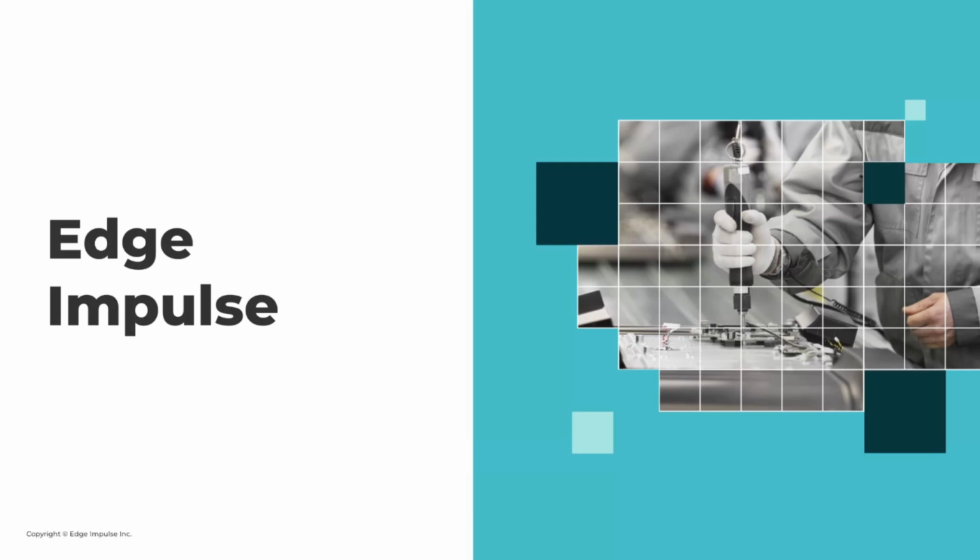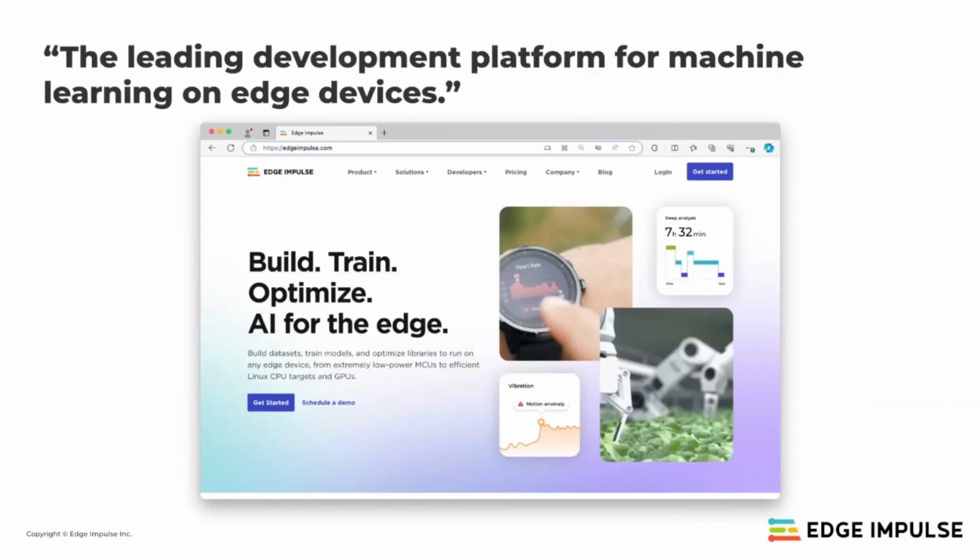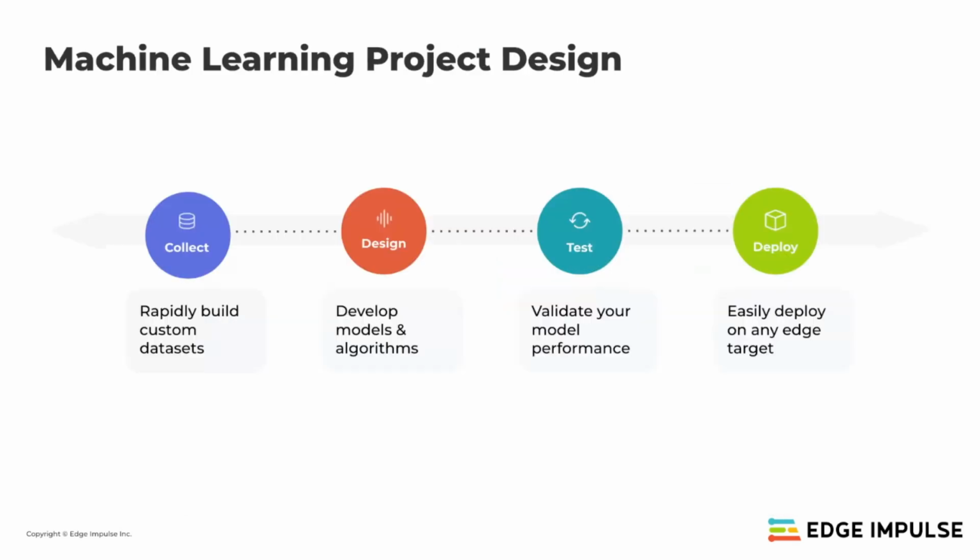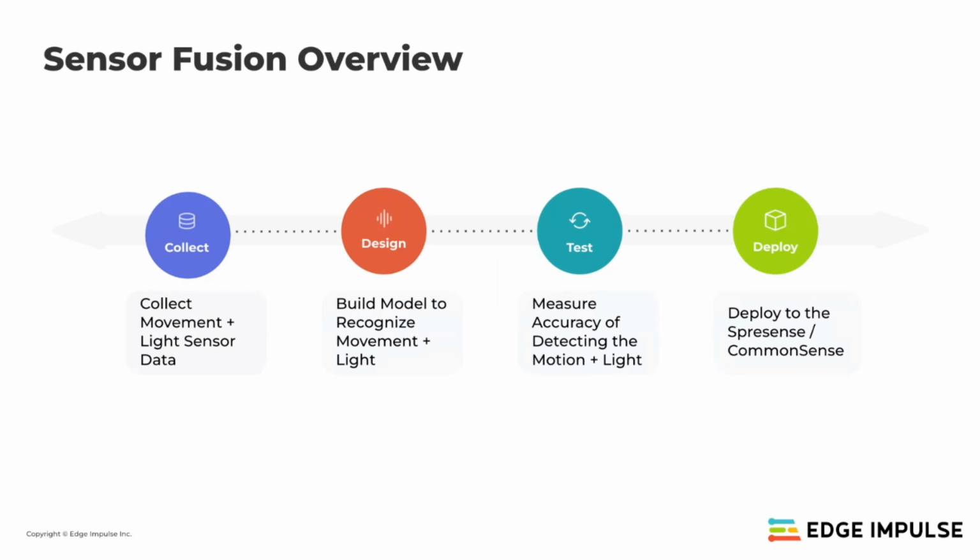First, let's look at Edge Impulse. Edge Impulse is the leading development platform for machine learning on edge devices. It allows you to build a machine learning project in 4 easy steps. Collect your data, design an algorithm, test the built model, and then deploy the model to an edge device. In the context of our Smart Jacket project, what that means is collecting motion and light intensity from the CommonSense board, building a model to recognize those motions and lighting conditions, testing the model's performance, and then deploying it to the Spresense.